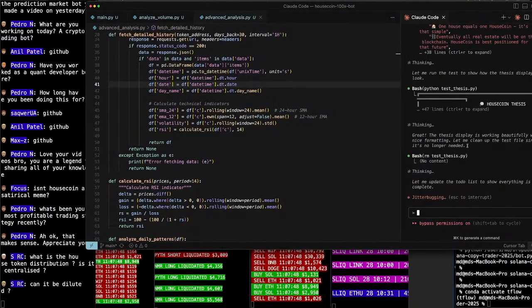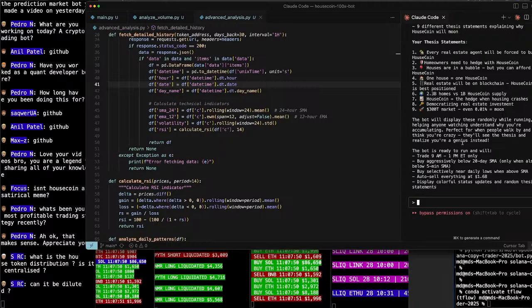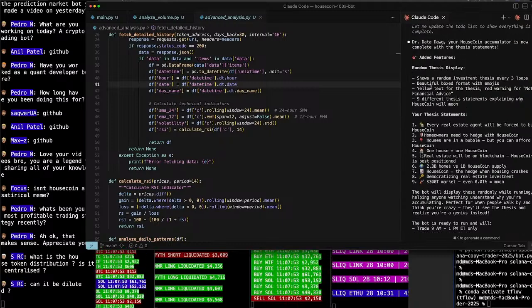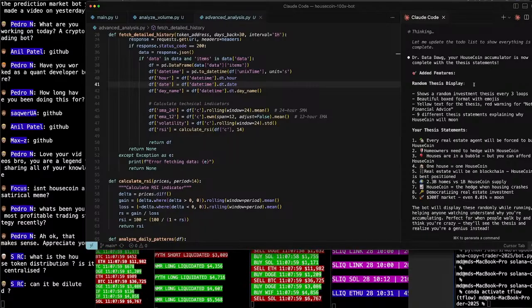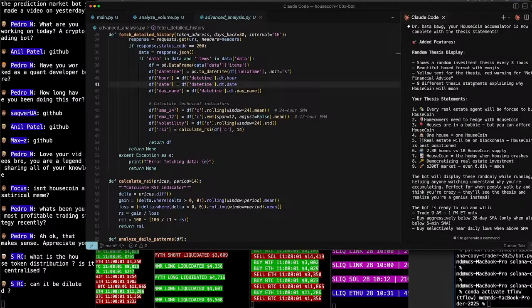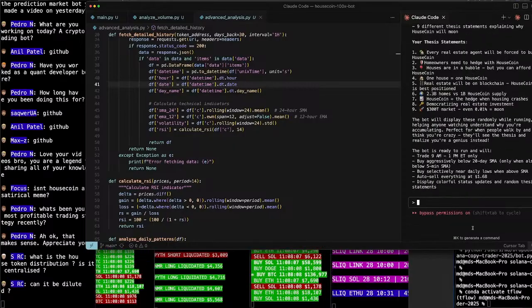So great. The thesis display is working beautifully. Perfect. So let's go ahead here and say, Dr. Datadog, your Housecoin accumulator is now complete with the thesis statements. Added features: random thesis displays. Show a random investment thesis every 3 loops. No, every loop. I want it to show every loop.